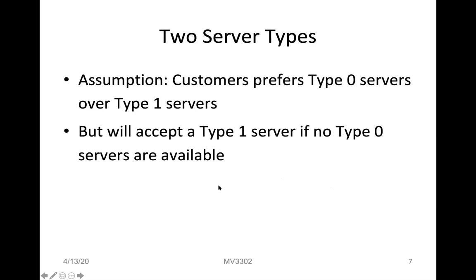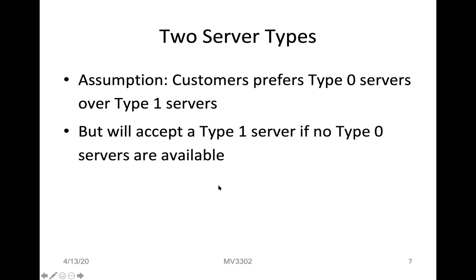Okay, so now on to the next model. The idea here is that we have two types of servers, and our assumption is that the customers prefer the type 0. So we're going to use, again, the Java zero-based indexing, and so we have a type 0 server and a type 1 server. Customers prefer the type 0 server, but they will accept a type 1 server if no type 0 servers are available.